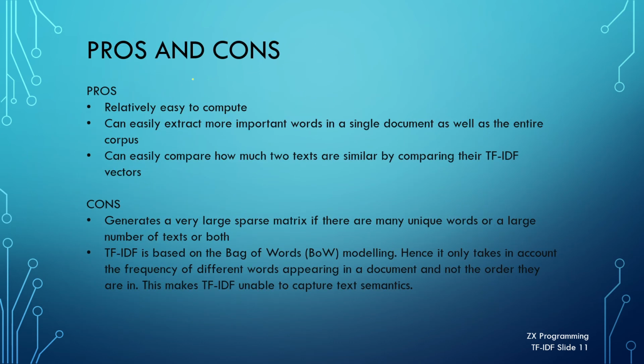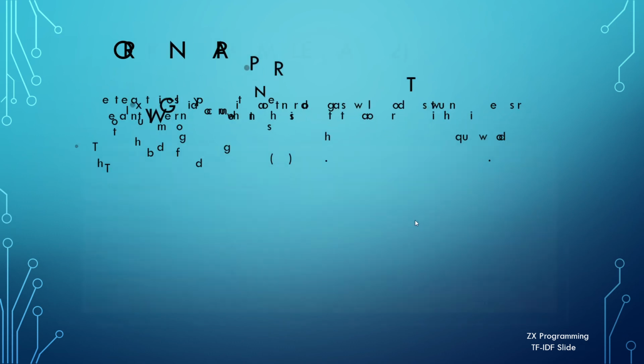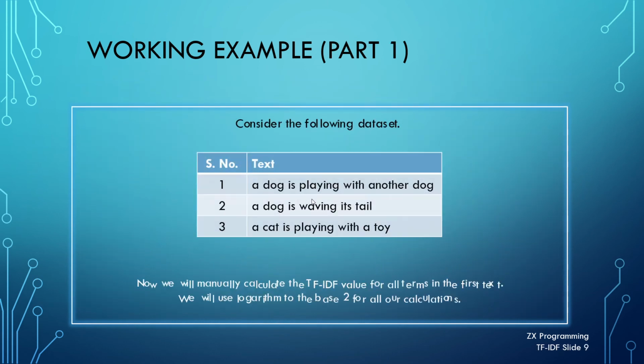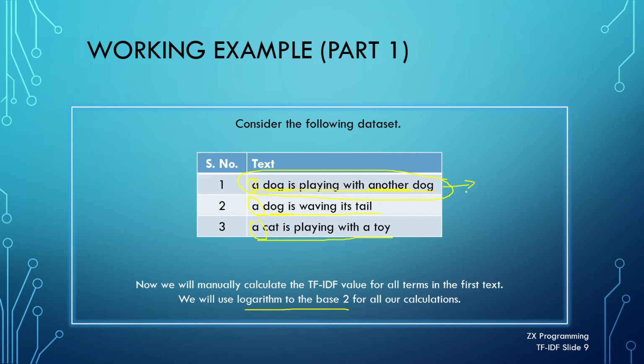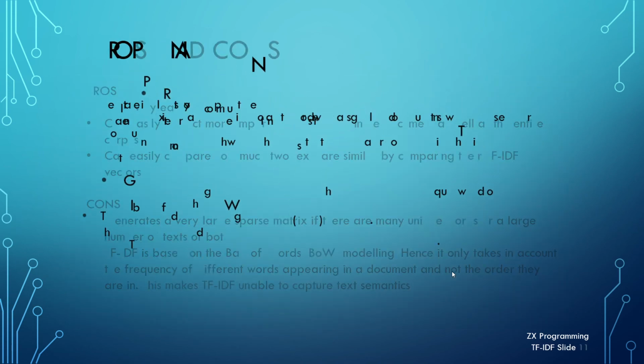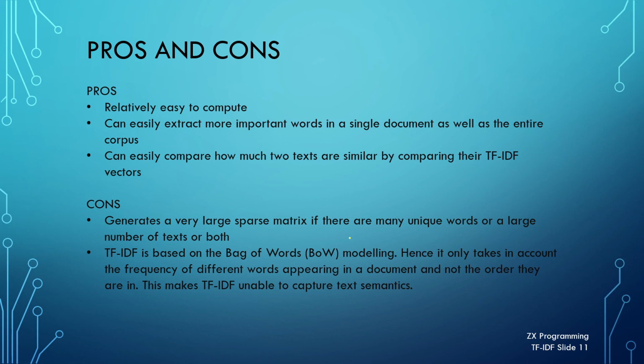Another importance of TF-IDF is that we can easily compare the similarity of two texts by comparing TF-IDF vectors. So in this case, we had 3 different data points. So what we can do is calculate the TF-IDF values for this data point and also this data point and compare those. If they are very similar, this means that these two documents are also very similar. This helps us get a very simple similarity index to compare two documents.